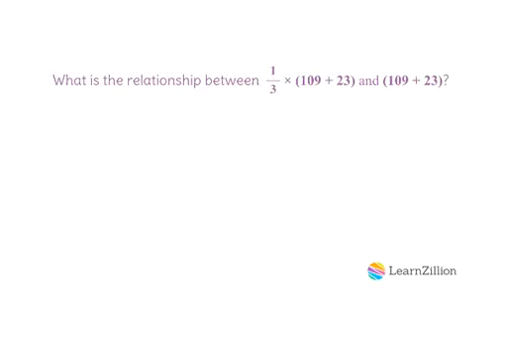What is the relationship between 1/3 times 109 plus 23 and 109 plus 23? For these expressions, we will use tape diagrams to help us model our thinking. Our first expression, 109 plus 23, is the same as saying we have 109 plus 23 one time, which is represented in the tape diagram as one bar of 109 plus 23.